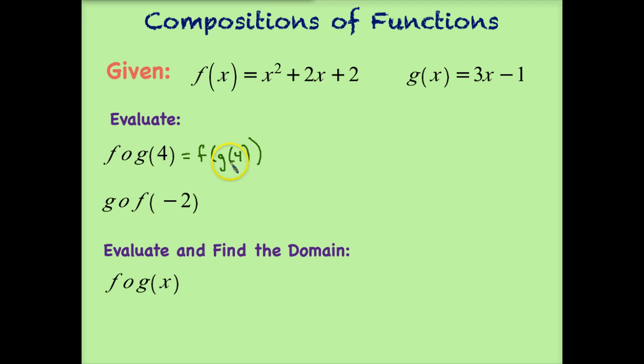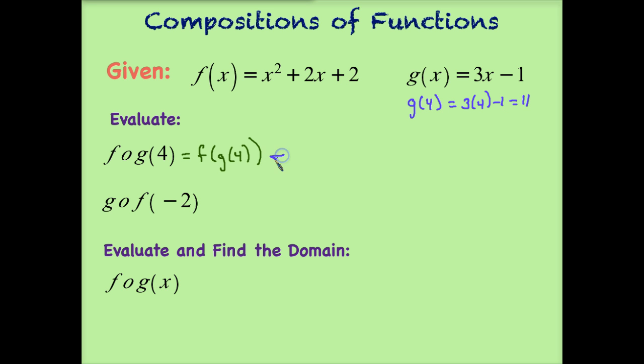Always start from the inside and work your way out. So the first thing we're going to do is take our g function and evaluate it for 4. We'll take 3 times 4 minus 1. 12 minus 1 is just 11.